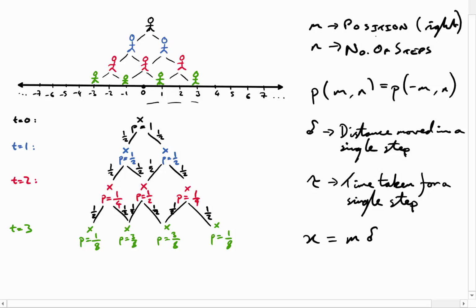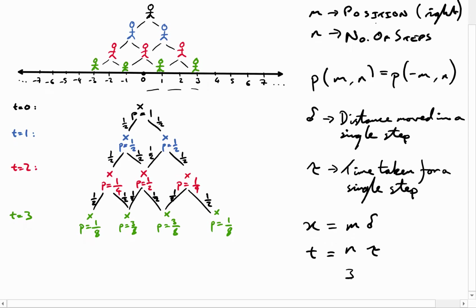Likewise, I'm going to define t as time. Time is the time taken for a single step times the number of steps which I've taken, which is n. So say for example I've taken 3 steps. This is exactly the same as what I was saying before, just defining things in a little bit more detail.